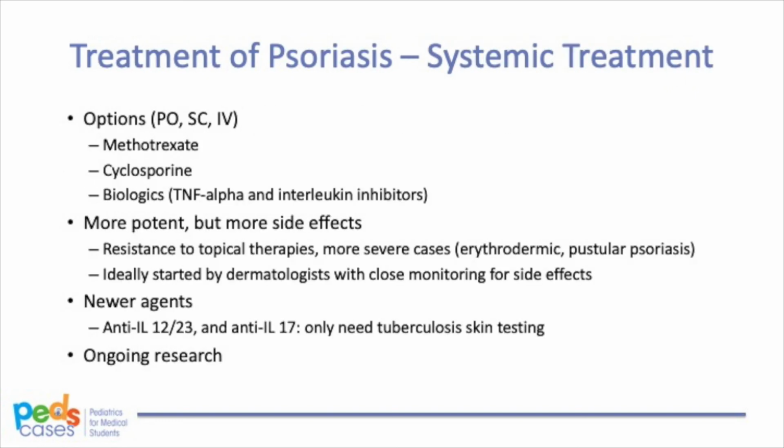Systemic therapies are usually more potent than topical counterparts, but at the expense of more potential adverse effects. These treatments can be delivered as oral, subcutaneous, or intravenous forms, and include methotrexate, cyclosporin, and biologics such as TNF-alpha inhibitors and interleukin inhibitors. Some side effects for these agents include hepatotoxicity, nephrotoxicity, and pancytopenia.